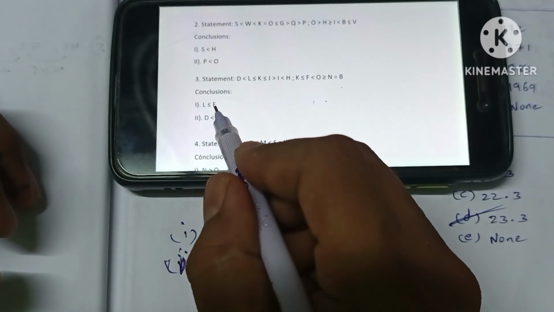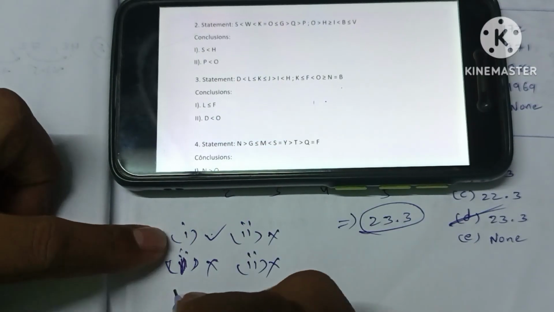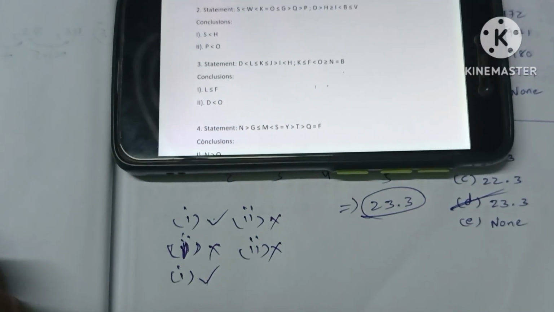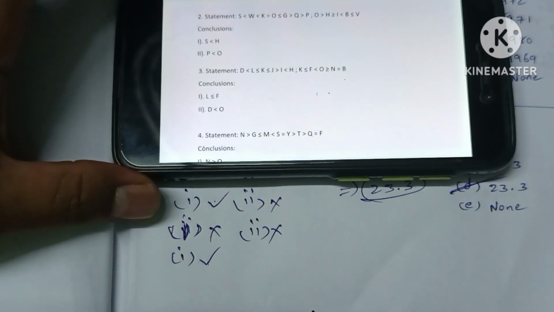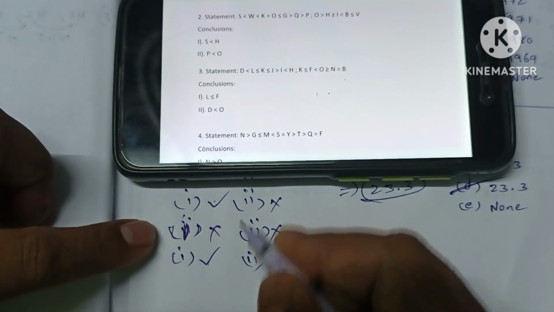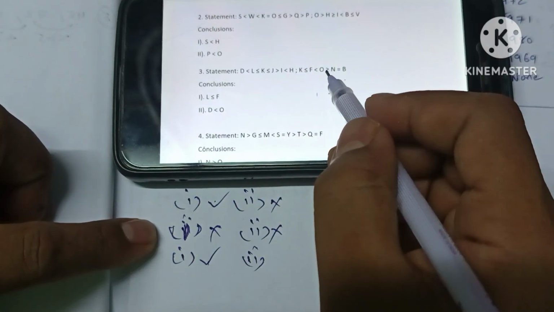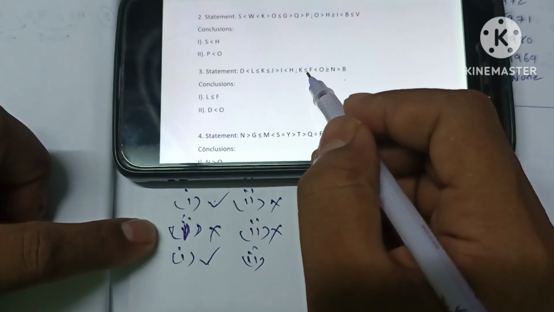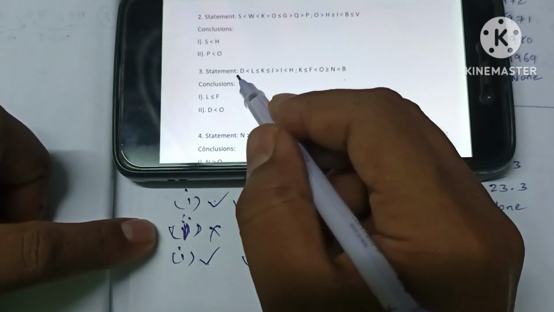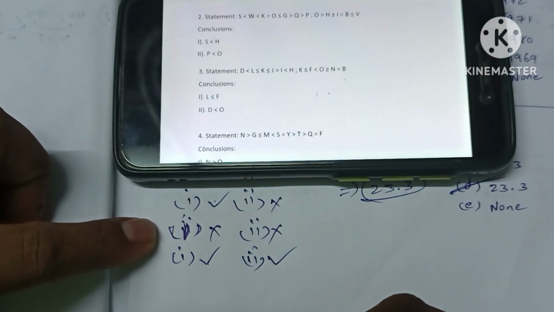In third question, the flow from F to L with everywhere equal to also, it is possible. So it is true. Next, second conclusion will be the flow from O to D. From O we can reach to F and K. From K we can reach to D. So second conclusion will be true.